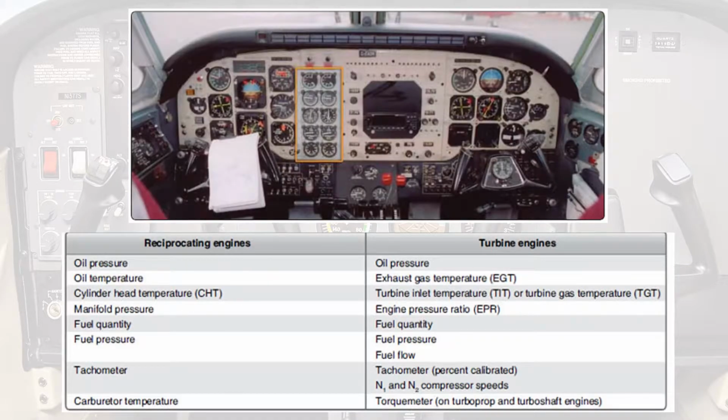In a gas turbine engine, instruments generally indicate fuel flow and temperature, as well as engine speed and percentage of normal shaft speed. In a reciprocating engine, instruments generally indicate oil pressure and temperature, cylinder head temperature, exhaust gas temperature, and sometimes manifold absolute pressure.